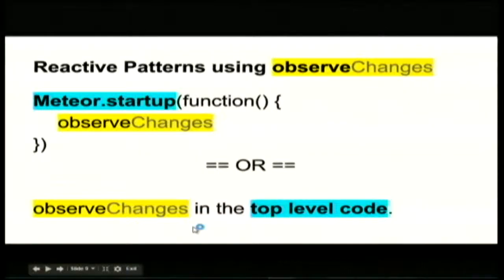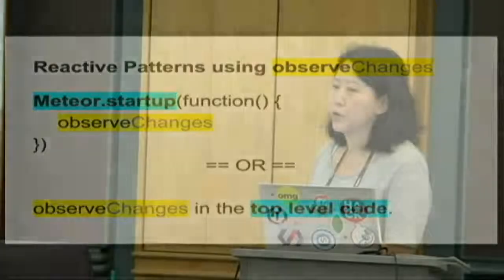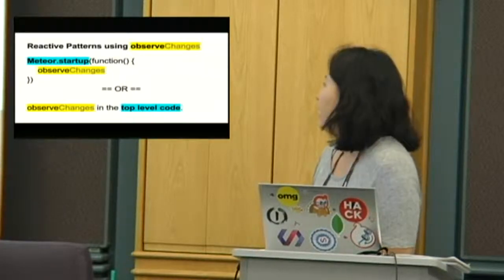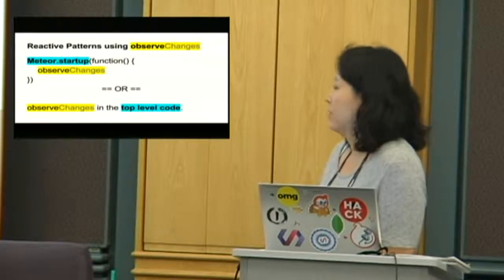In Meteor, you get a lot of reactivity for free. There might be situations where you want to do your own reactive patterns. What's in Meteor is something called observe and observeChanges. You can have it when your server starts up, so as soon as your server starts up, you would observe any changes in your database. Or you can have observe changes in your top-level code.